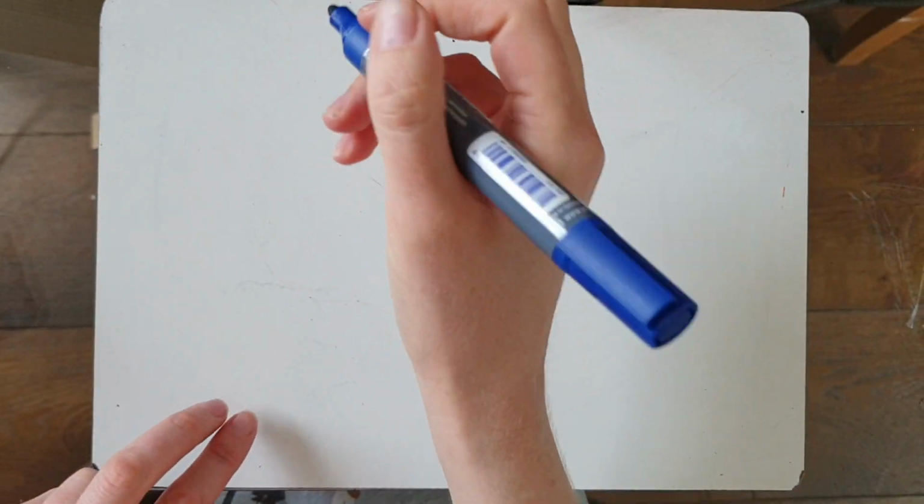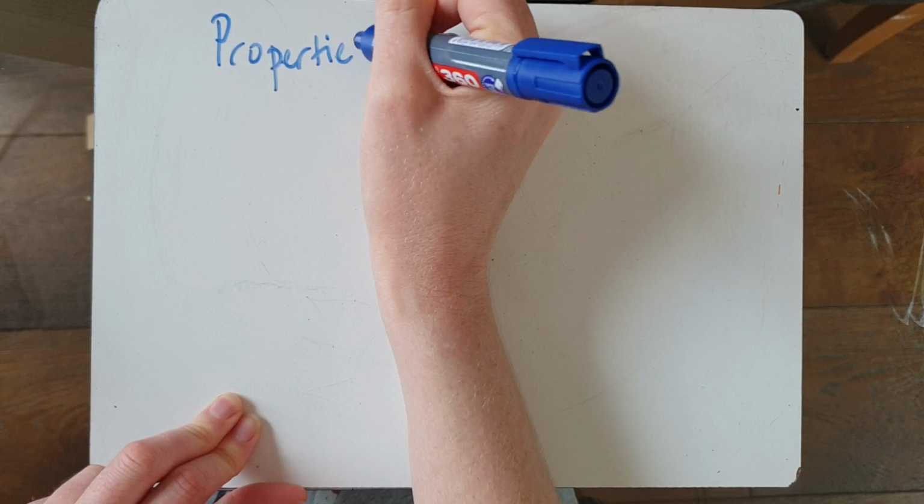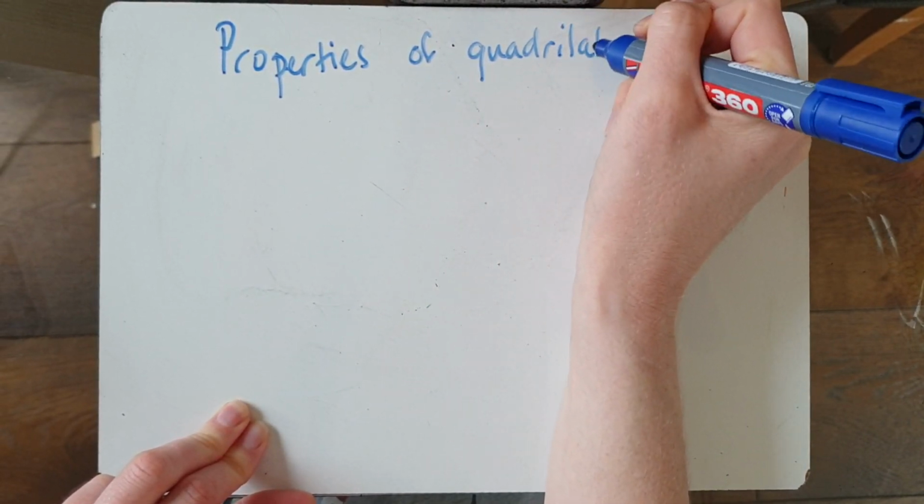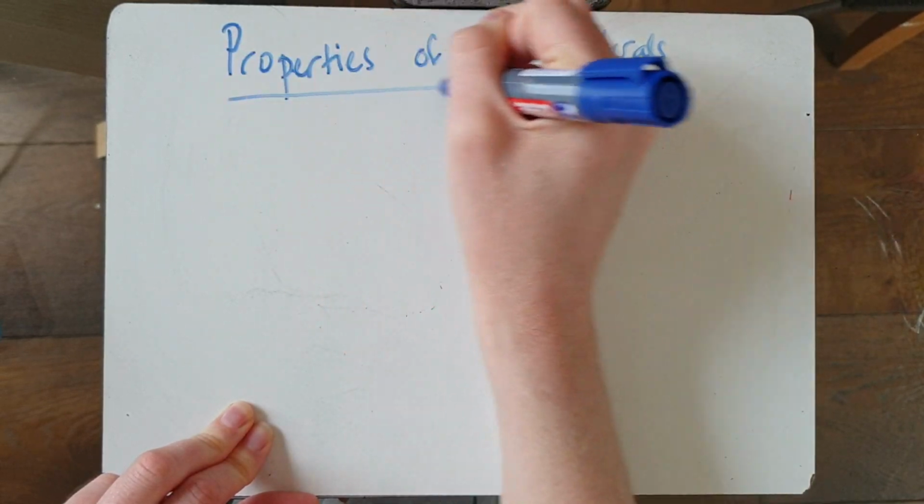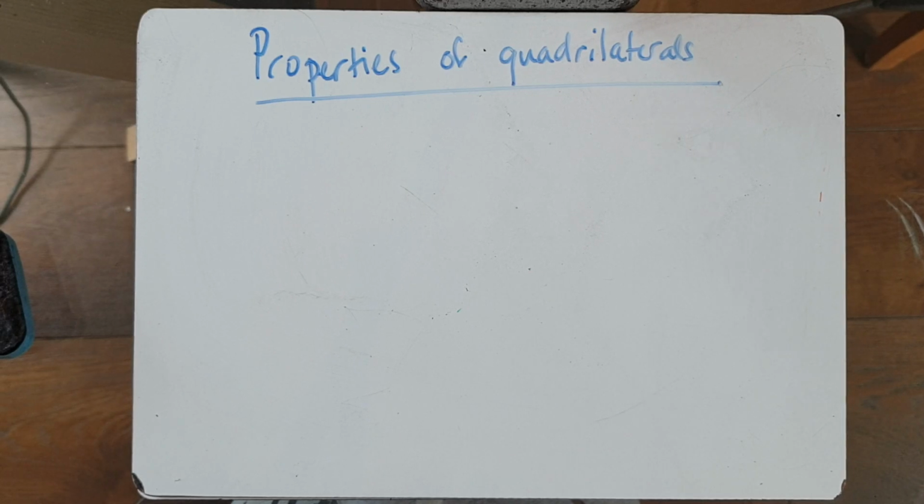So today's lesson is just about learning about a particular type of shape, and today's shape is quadrilaterals. So a quadrilateral is a 2D shape with 4 sides and 4 angles, and we are going to write that down. So title, properties of quadrilaterals.